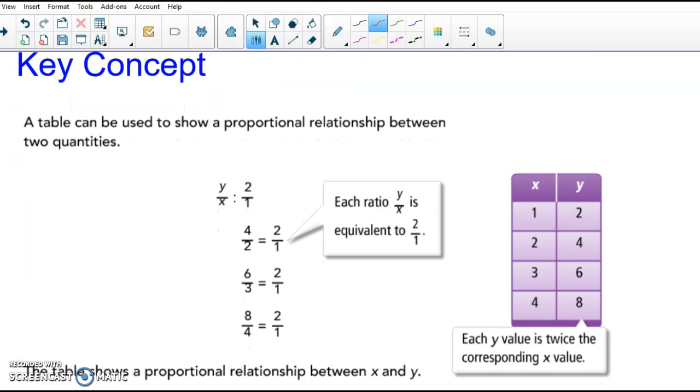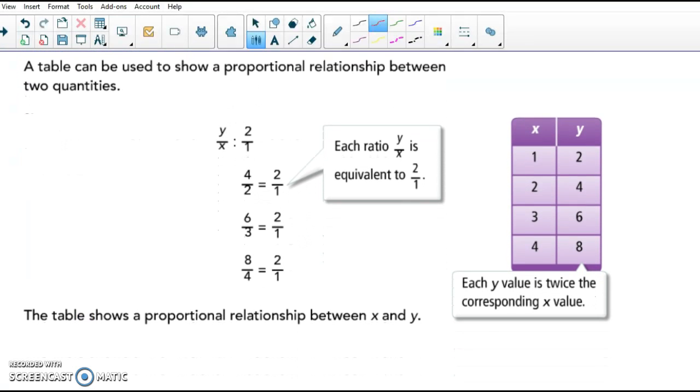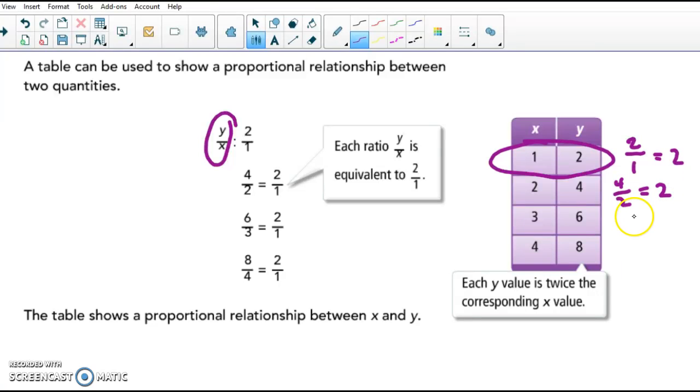So your key concept for today is that we can use a table to show a proportional relationship between two quantities. So sticking with that y to x ratio, we can pull that information from a table. So as I look at each row, each ordered pair, I can write it as a y-x ratio. And I'm looking for the same ratio to show up in each row. And as I look for that, I find that in every row of this table, it is a 2 to 1 ratio. So this shows a proportional relationship.